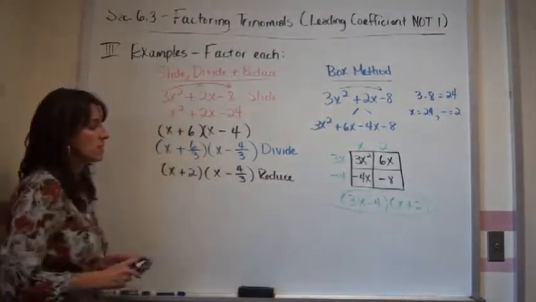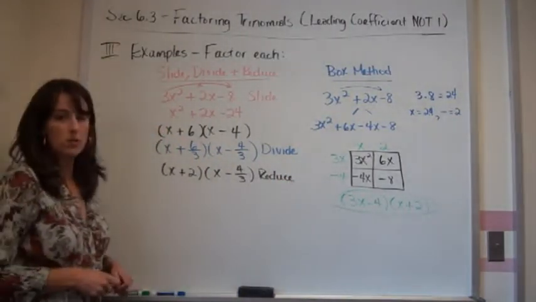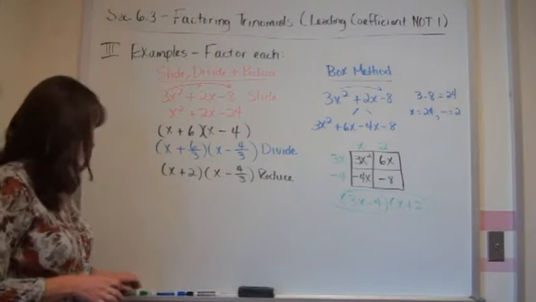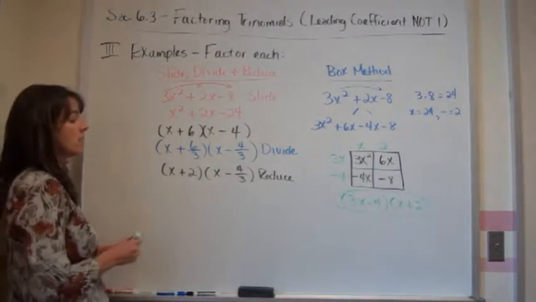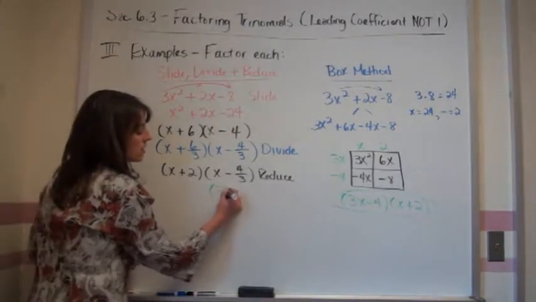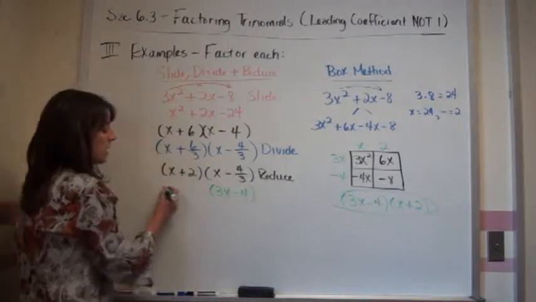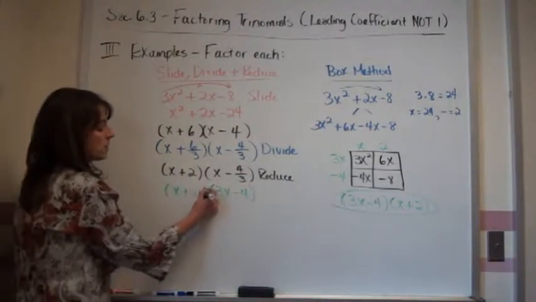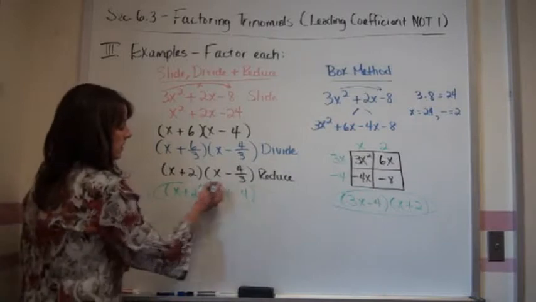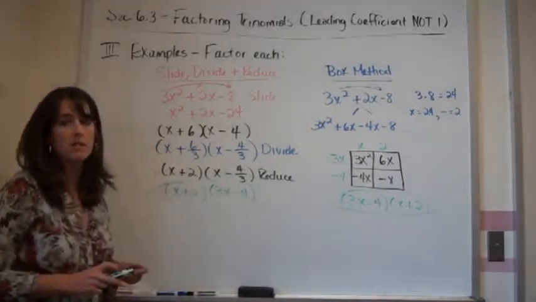And then the last step is simply to say, I don't have fractions in my answers whenever I factor, so I'm going to clear out that denominator of 3. I'm going to multiply everything in there by 3, so I get 3x minus 4. And here, I don't need to worry about it. It's in great form. And that's the same thing in both cases.